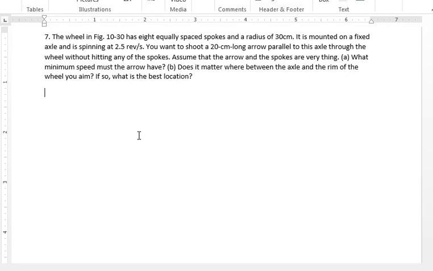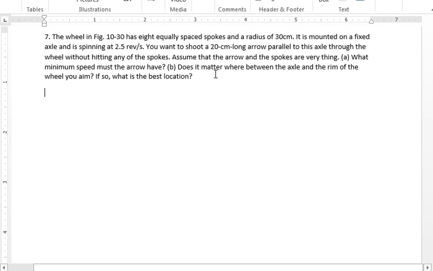Chapter 10, Problem 7. We have this spinning wheel with 8 spokes. It's mounted on a fixed axle and is spinning at 2.5 revolutions per second. We're going to shoot a 20 centimeter long arrow parallel to the axis through the wheel without hitting any of the spokes. Assume the arrow and the spokes are very thin, i.e. there's no thickness to anything here that we have to take into account. What minimum speed must the arrow have?